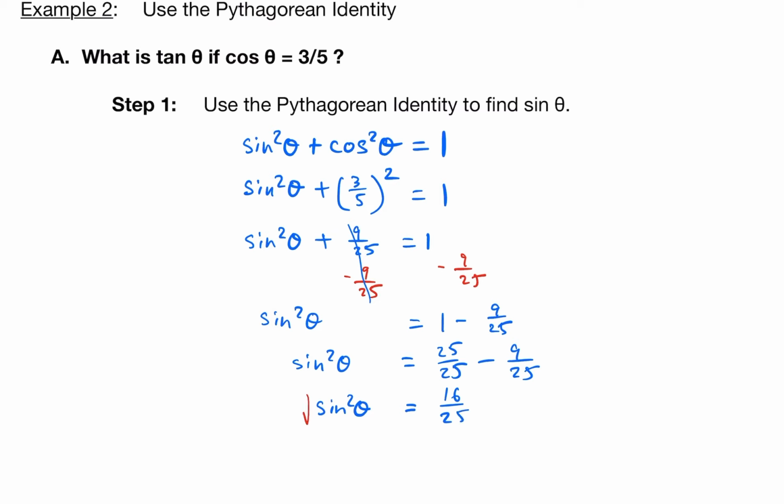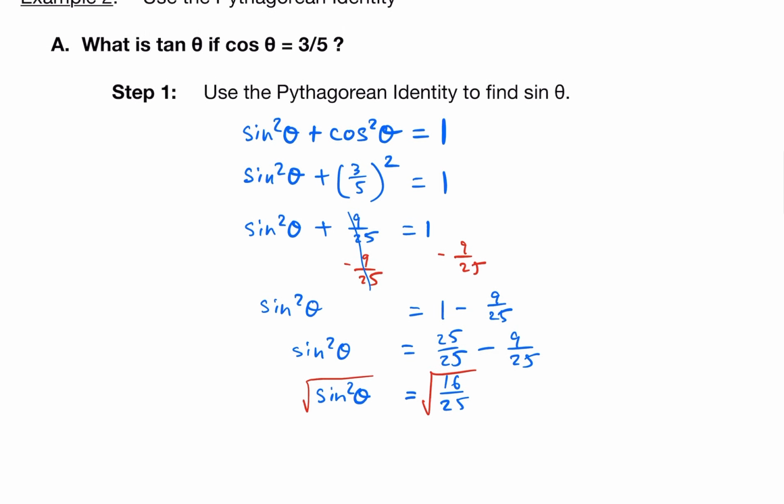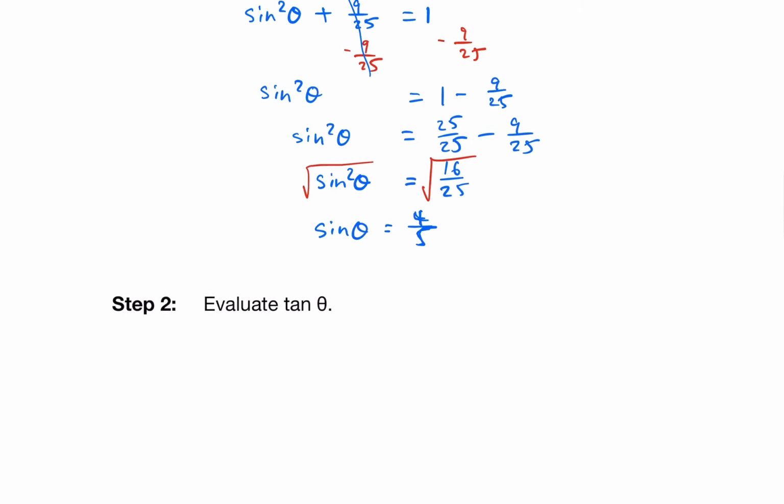And then we can take the square root of both sides. When we do, we get sine of theta is equal to 4/5. So now that we've finished step 1, we're going to move on to step 2.